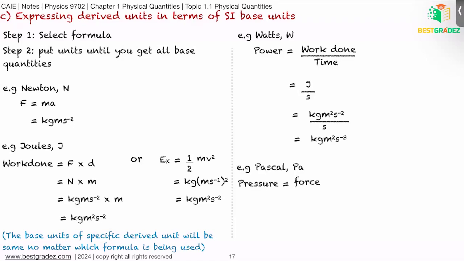It's a unit of pressure, force over area, Newton over meter square, and Newton we already know from this. So we'll put kg m s minus 2 and whole divided by m square. And when we simplify, we get kg m minus 1 s minus 2.